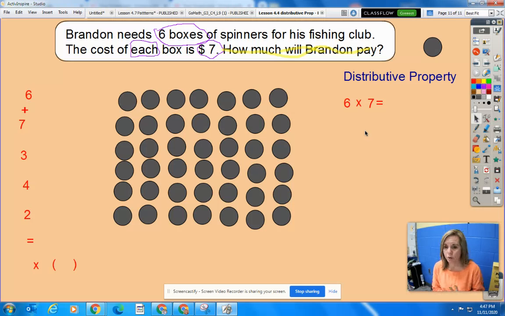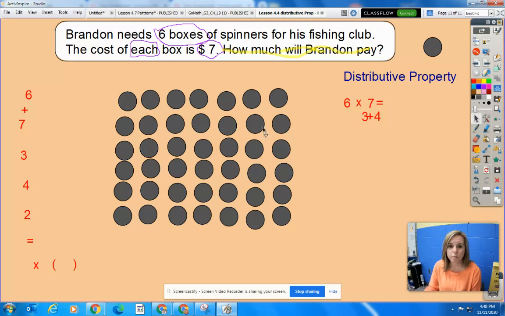But let's just say that we don't know our 6 facts and we don't know our 7 facts. We want to break this down into smaller numbers. And I tell the boys and girls, always go to the biggest number, the biggest factor, which is 7. And think to themselves, what 2 numbers, if you add them together, equal 7? And most of the time, we break the number 7 up into 3 and 4. So 3 plus 4 is 7. So I'm going to break the 7 up.